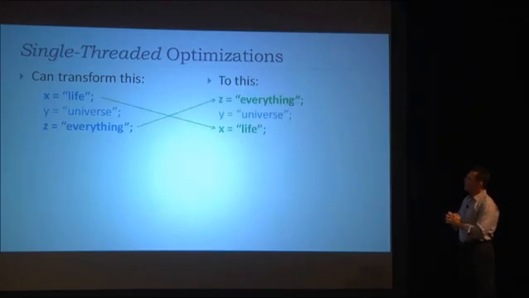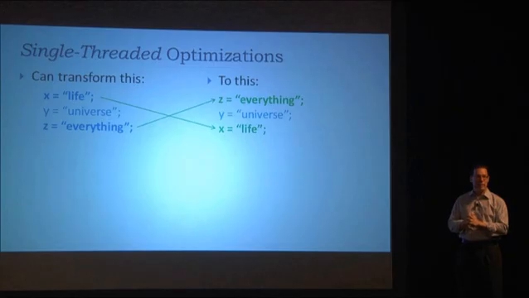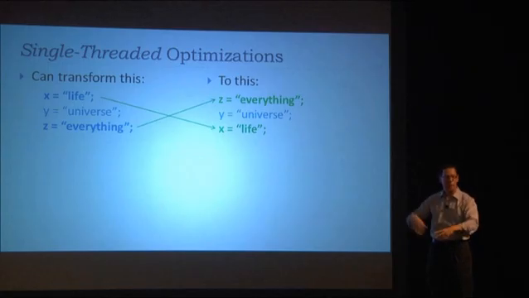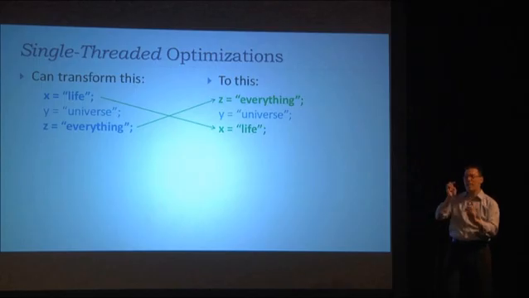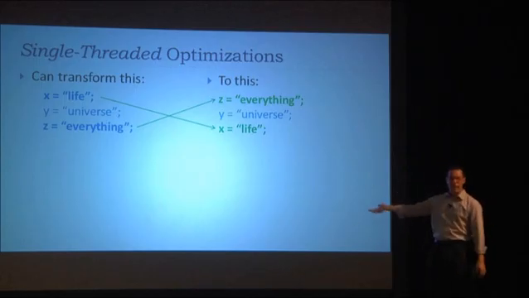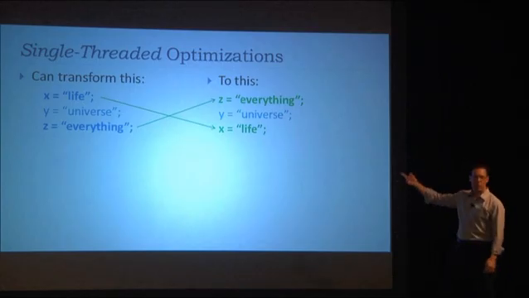I can transform that to z equals everything, y equals universe, x equals life, right? As long as these aren't class types with assignment operators that have global side effects, in which case I can't do it, but let's not get pathological, although it's what we love to do. I bet you I can find a case where this is illegal. If it is, the compiler won't do it. If these are just plain char star or string assignments, we can reorder these.